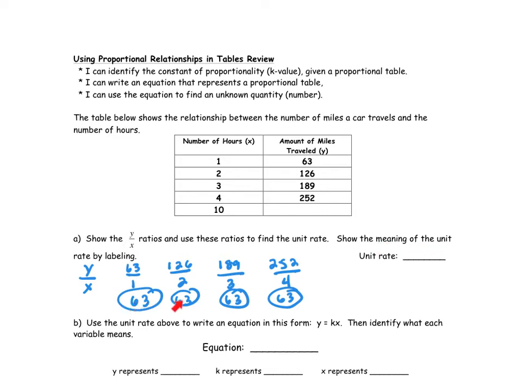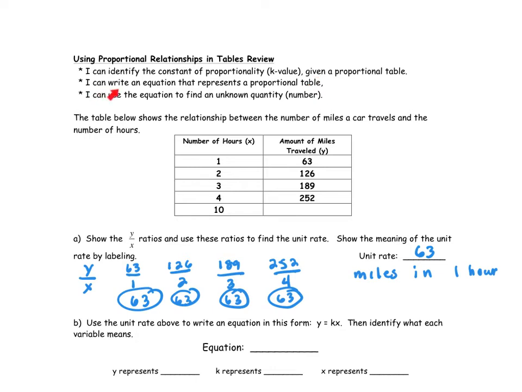So now it further says, show the meaning of the unit rate. Unit rate is also the constant of proportionality, and they want us to label it. So we're going to use these labels. When we find 63, the unit rate of 63, what it means is 63 miles per hour, or in 1 hour, we can travel 63 miles. That's the meaning of what we just found. So what we did is our first goal: I can identify the constant of proportionality, also known as the k-value, also known as the unit rate, given a proportional table. So we just did that.